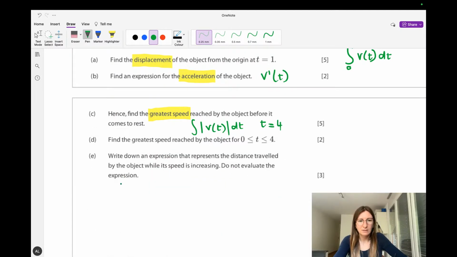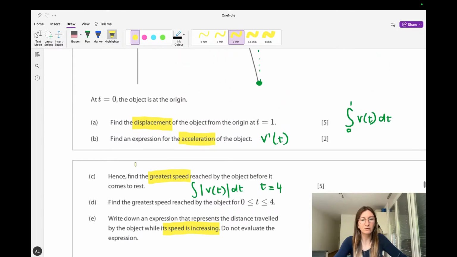All right. So this one, write down an expression that represents the distance traveled by the object while its speed is increasing. This one I will go through. Do not evaluate the expression. So you don't have to answer it. When they say do not evaluate the expression, they just mean make your expression and then leave it as it is. You don't actually have to solve it. So write an expression that represents the distance traveled by the object while its speed is increasing.